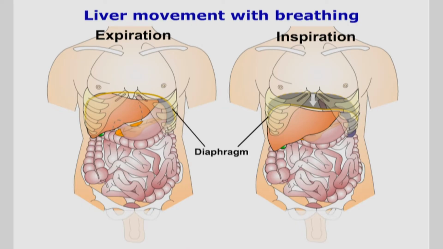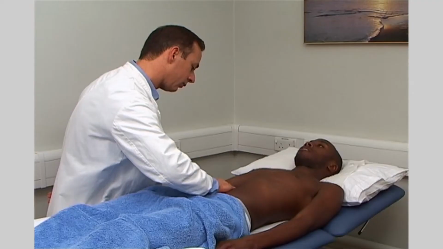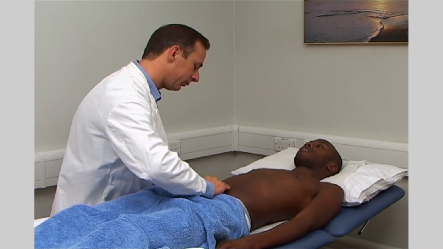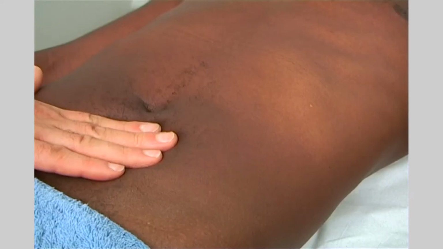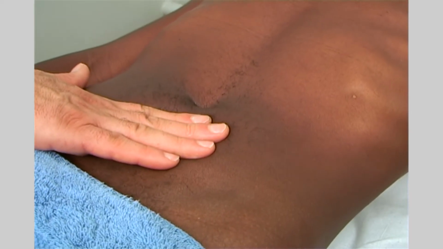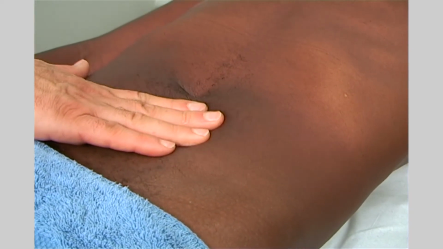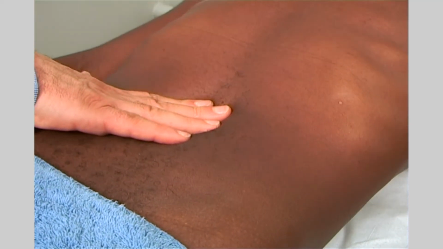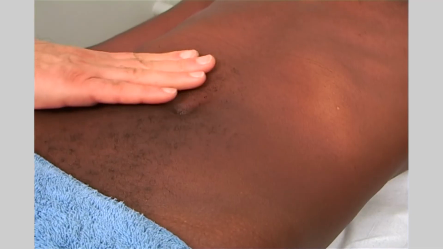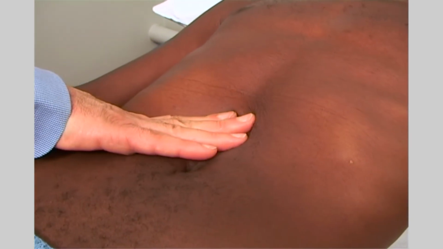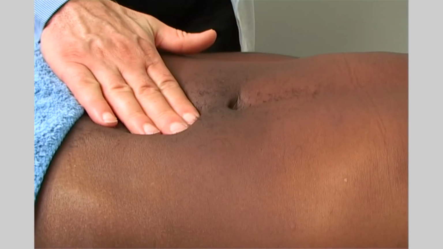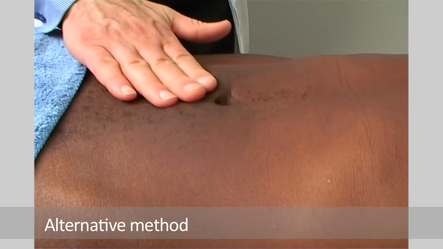Place your flat hand either parallel to the rib margin or with the fingers projecting superiorly just below the rib margin. Ask the patient to take a deep breath. Reduce the pressure if necessary to allow the liver margin to slip under your fingertips. Assess its texture. A normal liver has a smooth, regular surface. An enlarged liver will project towards the umbilicus.